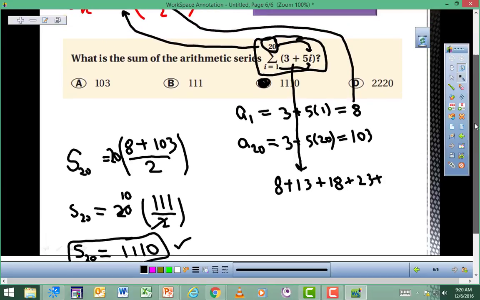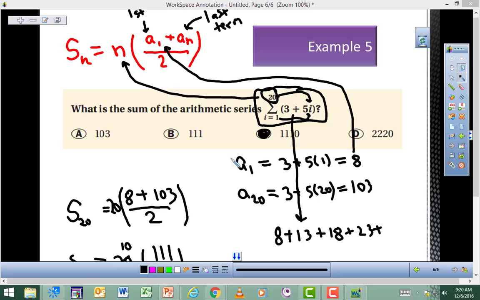So probably what you could do now is use this formula and finish up those last 2 problems on your study guide. So we'll stop here.